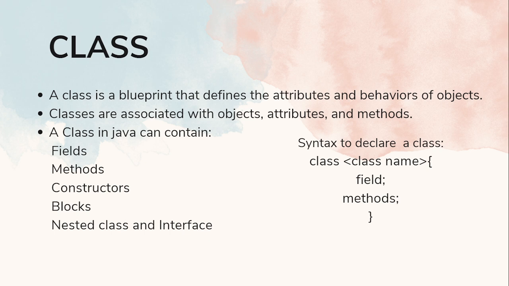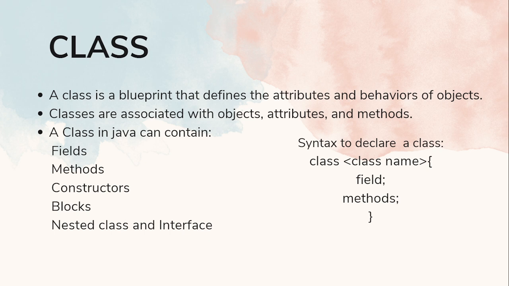Next we are going to understand the class. A class is basically a blueprint that defines the attributes and behavior of objects, right? Classes are associated with objects, attributes, and methods. Let's understand with respect to an object. Let's say we have a car class. A car has some attributes like model number and color. These are the attributes of a car.